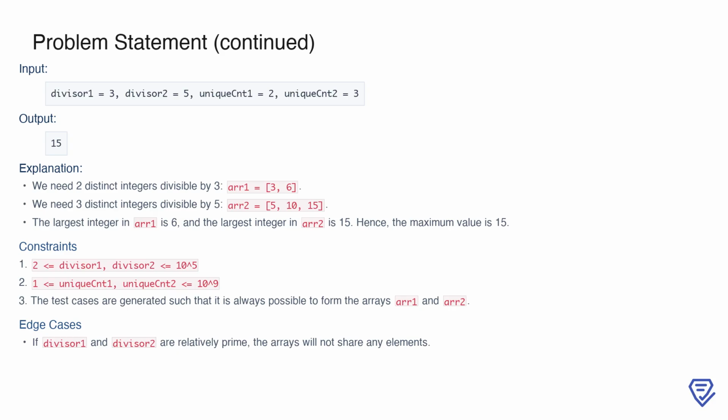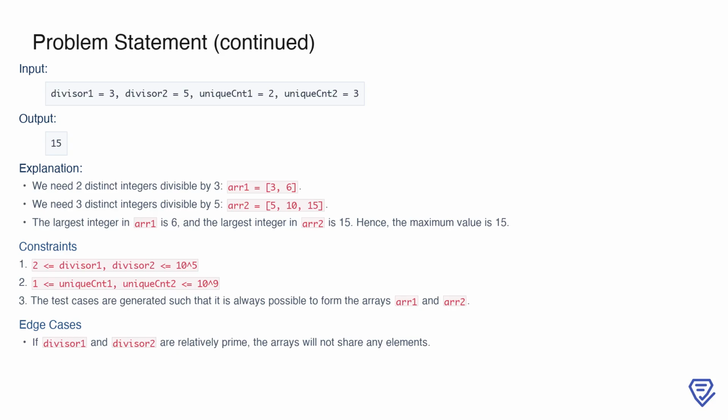The constraints for the problem are worth noting here. Both divisors will be at least 2 and can go up to 100,000, while the counts of unique integers needed can be as large as 1 billion. Additionally, the test cases are guaranteed to be feasible, meaning it's always possible to form the arrays under the given constraints.